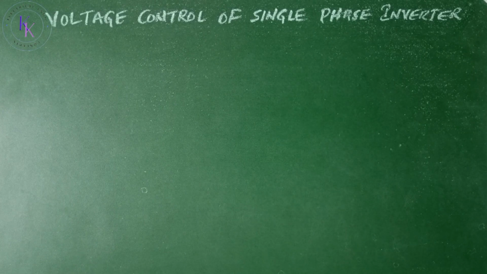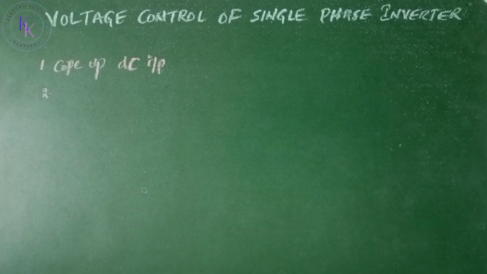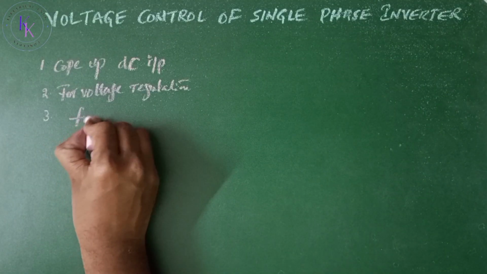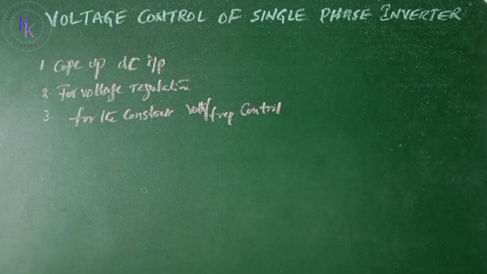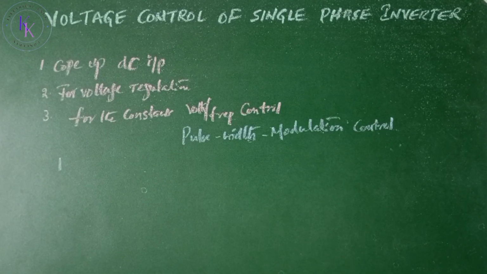Voltage control of a single phase inverter. In many industrial applications, it is often required to control the output voltage of the inverter to cope up with the variation of DC input, for voltage regulation, for the constant voltage by frequency control. There are various techniques to vary the inverter gain. The most effective method of controlling the gain and output voltage is pulse width modulation control within the inverter.